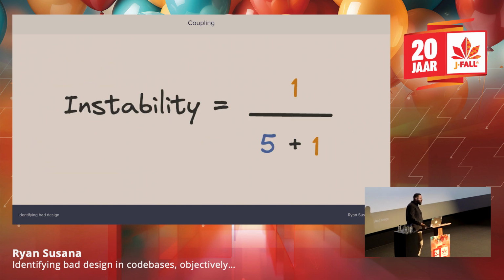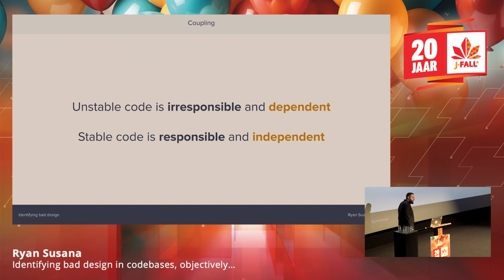Now, if you take the efferent coupling, so that's that one at the top, and you divide that by the total amount of coupling, you come up with this stability metric. And this stability metric measures the reasons a package has to change. Now, it turns out that unstable code is irresponsible and dependent. So code with a high instability score is irresponsible and dependent, but stable code is responsible and independent.